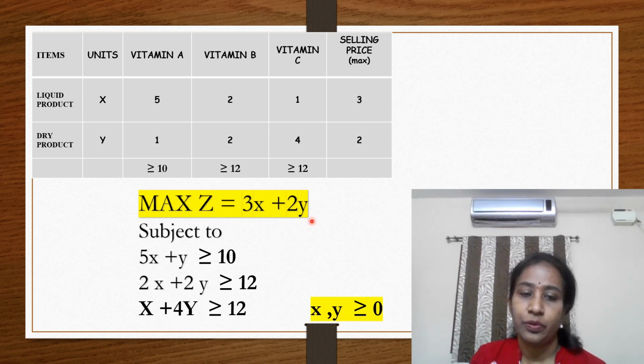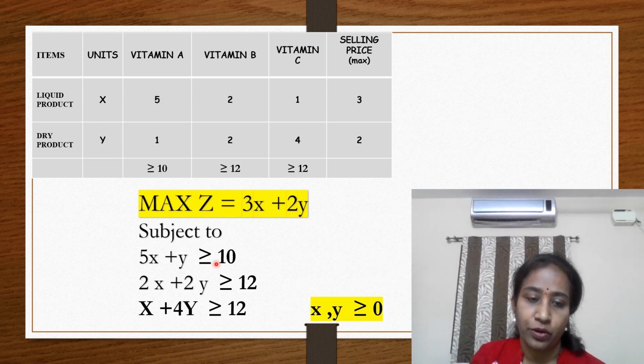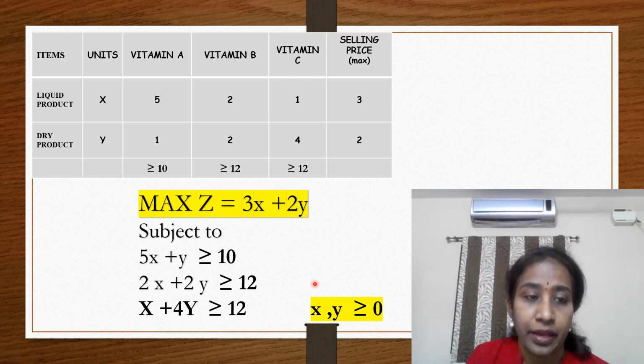So maximum z is equal to 3x plus 2y, subject to 5x plus 1y is greater than or equal to 10, 2 into x plus 2 into y is greater than or equal to 12, 1 into x plus 4 into y is greater than or equal to 12. And x comma y should be greater than or equal to 0, because I cannot prepare negative units of liquid product or negative units of dry product. So this LPP has 3 constraints and 2 variables.